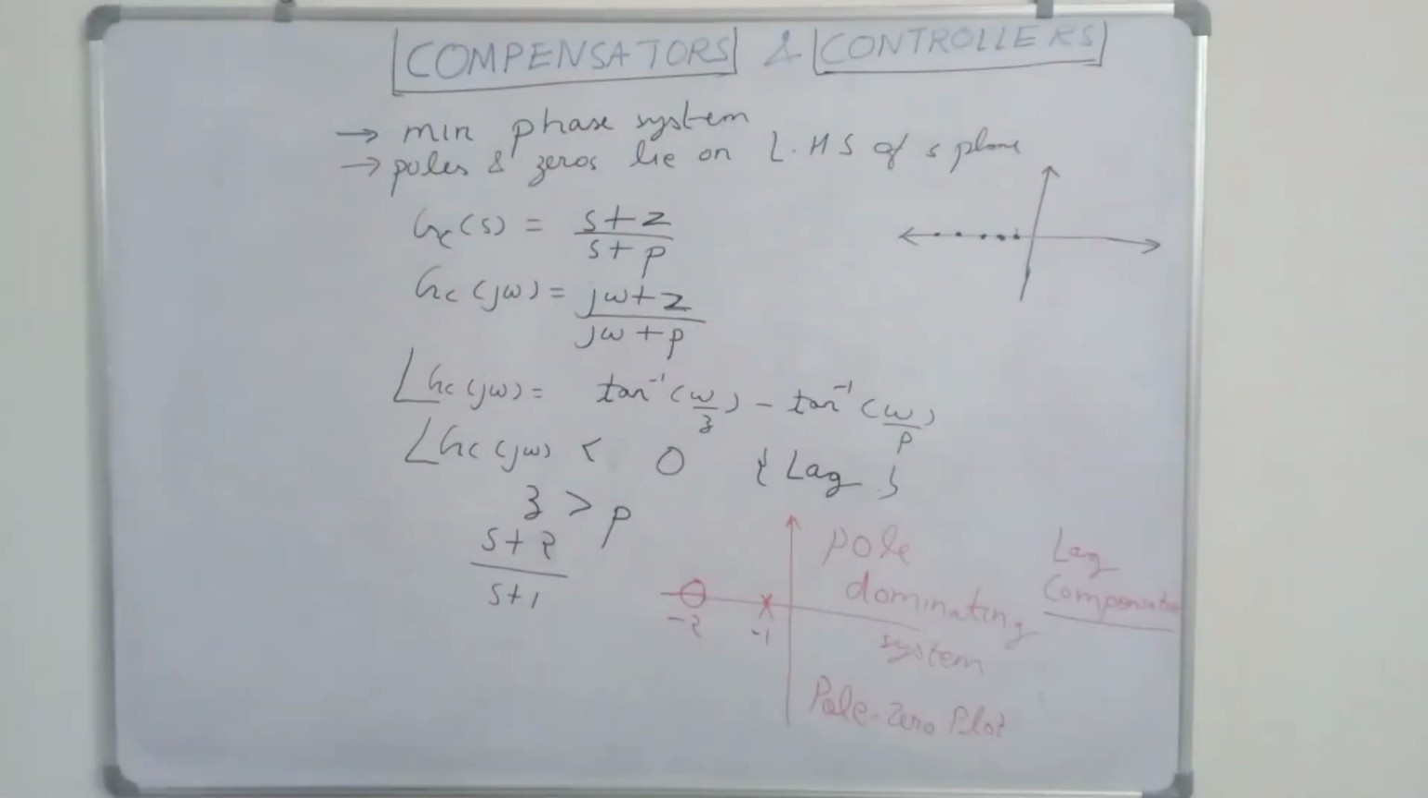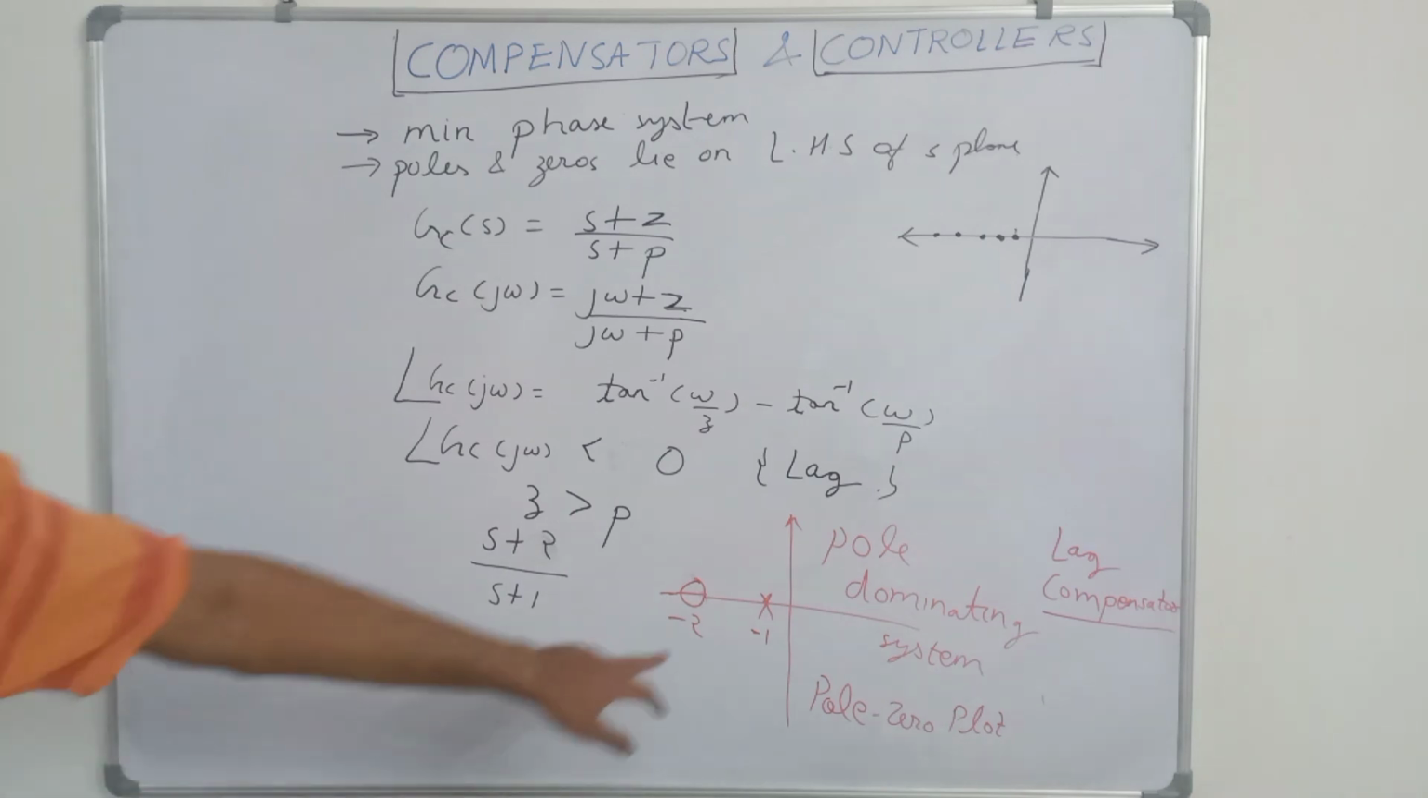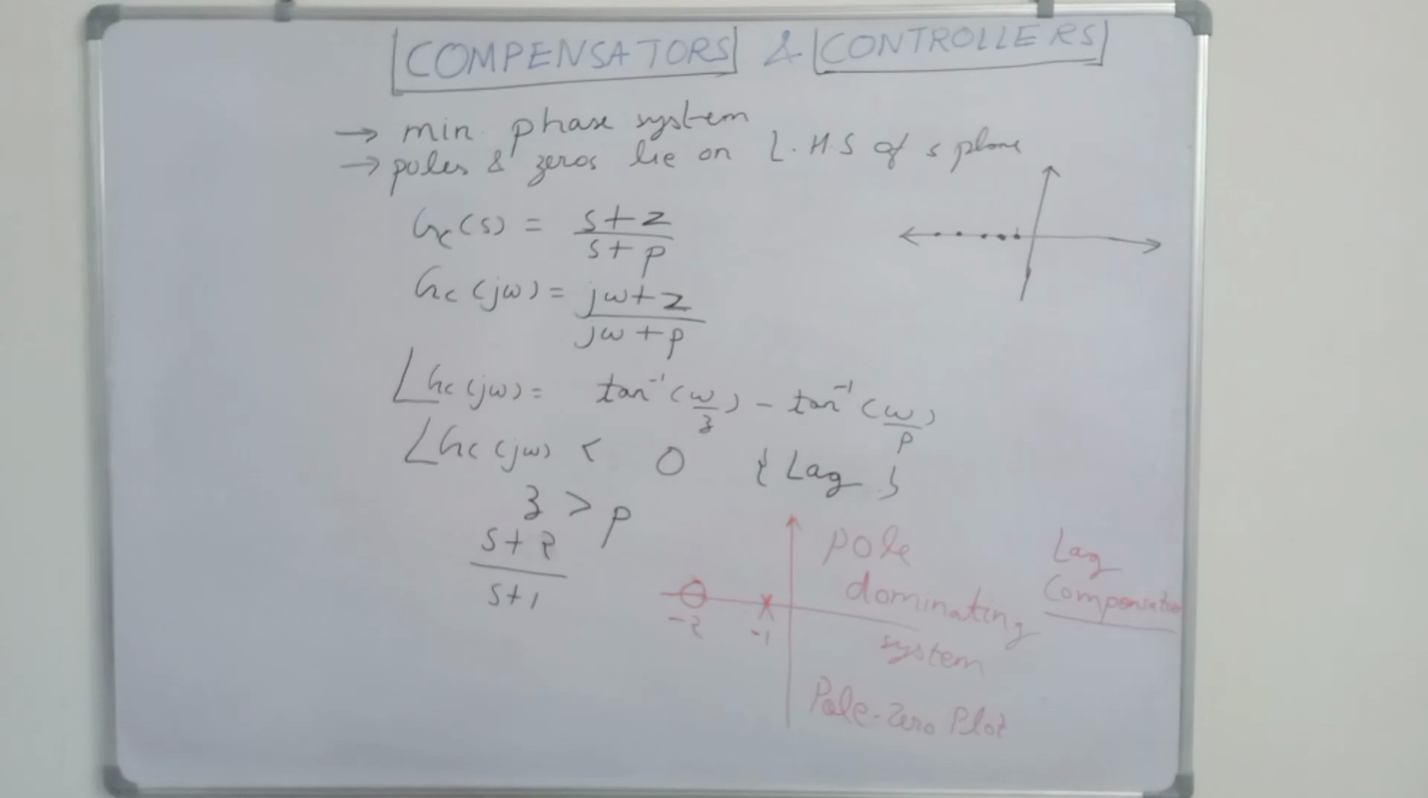Lag compensator is a pole dominating system. The angle is less than 0 in the lag compensator. So Z is greater than P, and the pole is closer to the origin.